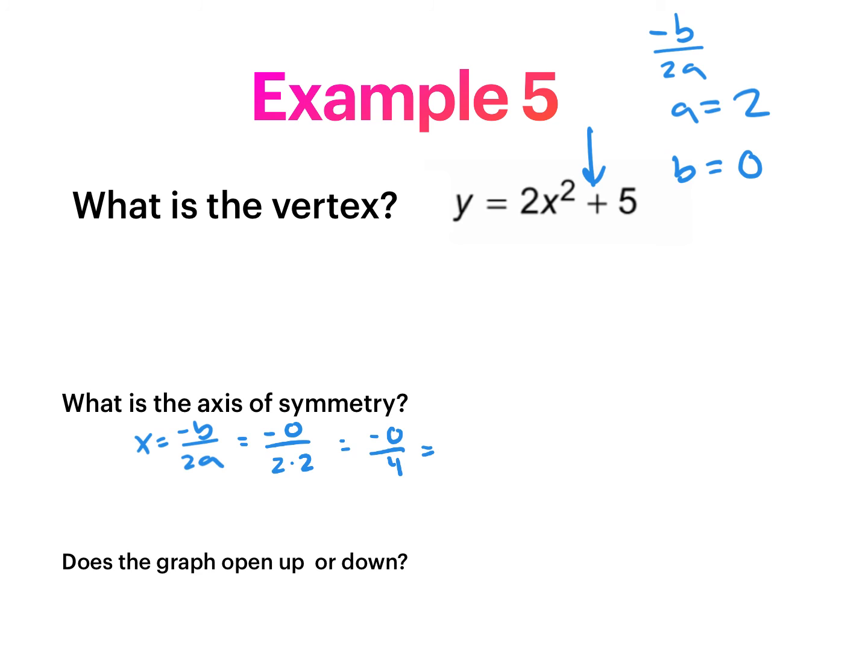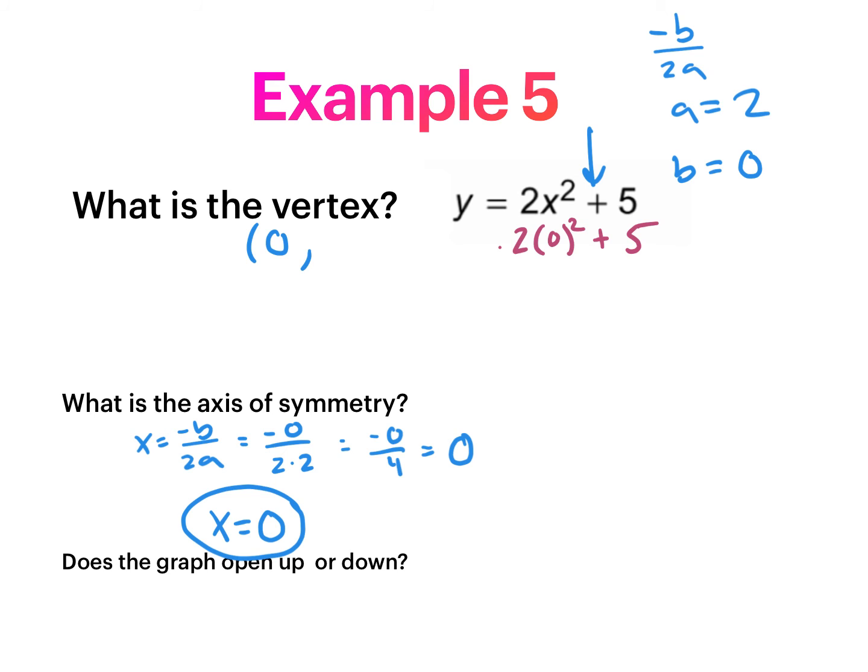What's negative 0 over 4 simplify to? 0. Whenever 0 is on top, the whole thing is 0. So I have x is equal to 0 as my axis of symmetry. So what's the first number in my vertex? 0. How do I find the second number? Plug in 0 for x. So I have 2 times 0 squared plus 5.